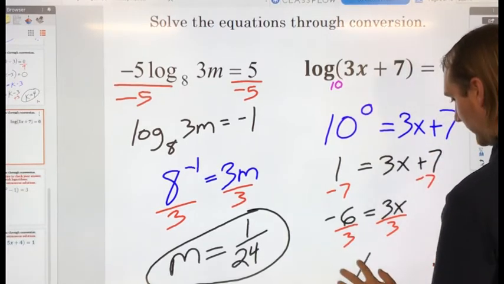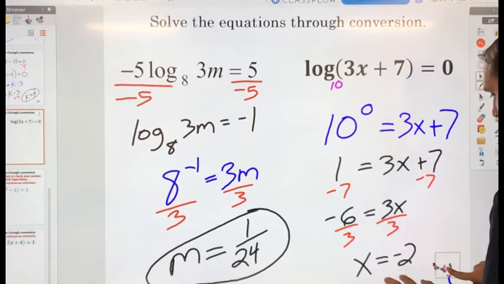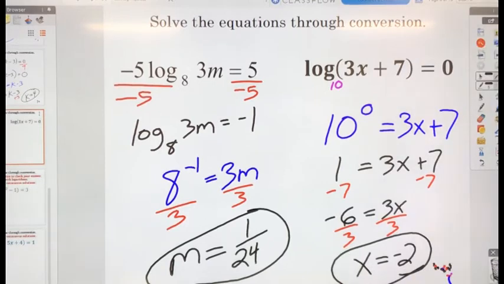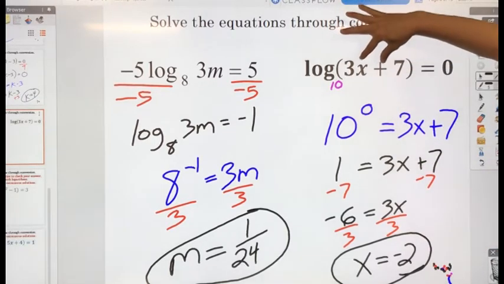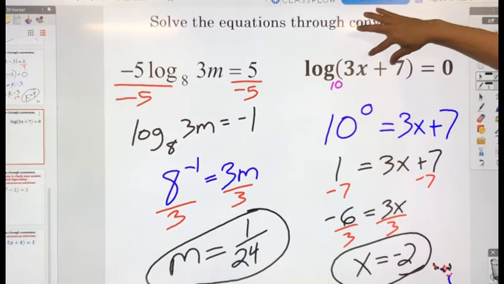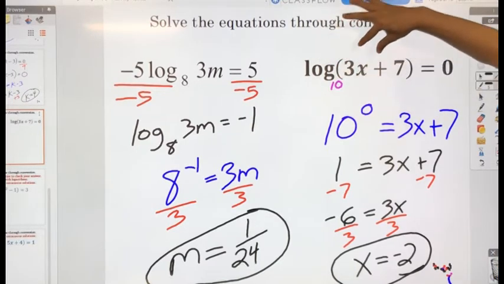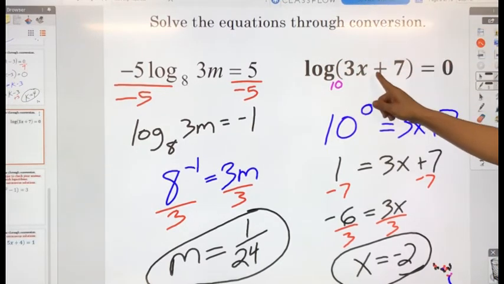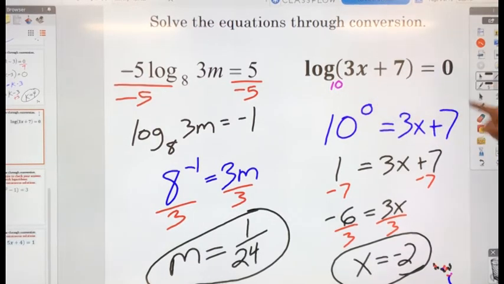You should have gotten x equals -2. Nice that we get nice whole numbers. x equals -2. Let's plug it in to make sure. 3 times -2 is 6, or sorry, -6. -6 plus 7 is 1. Log base 10 of 1. We'll see tomorrow with our basic properties: any base to 1 will always equal 0.